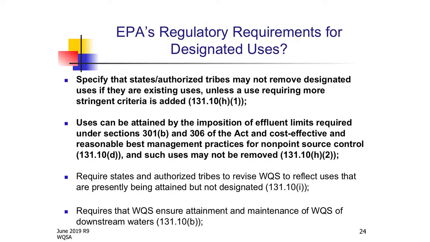Or whether the uses can be attained by technology-based effluent limits or best reasonable best management practices from nonpoint sources. The regulatory requirements require that states and authorized tribes must revise their standards to reflect uses that are currently attained but have not been designated. State or authorized tribes' designated uses also must consider the designated uses of downstream states or tribes' waters.